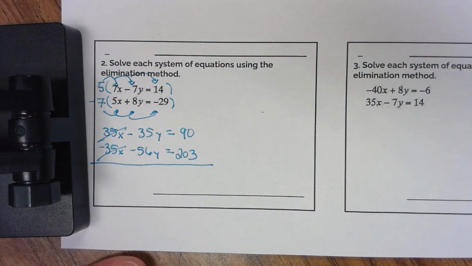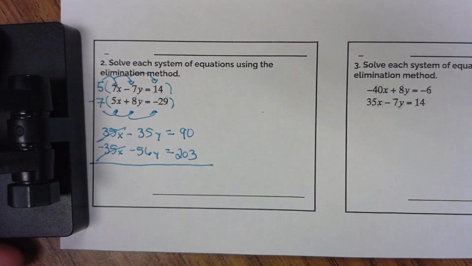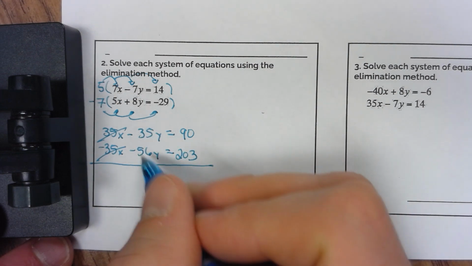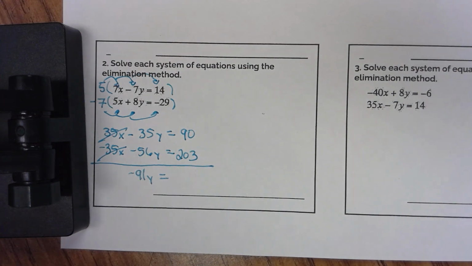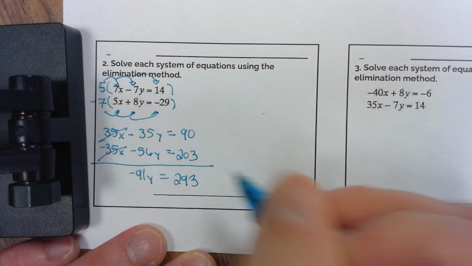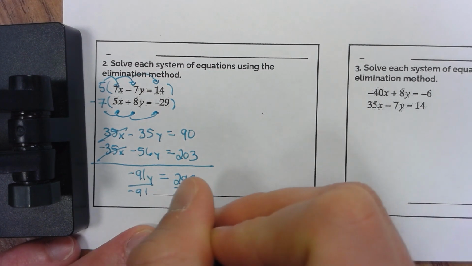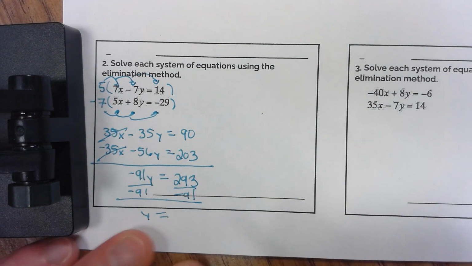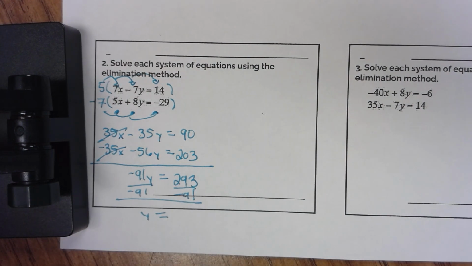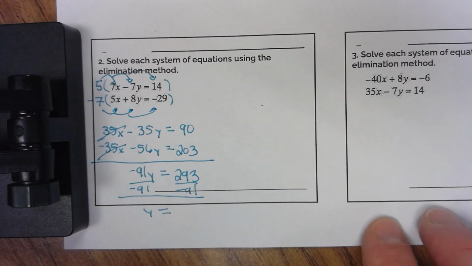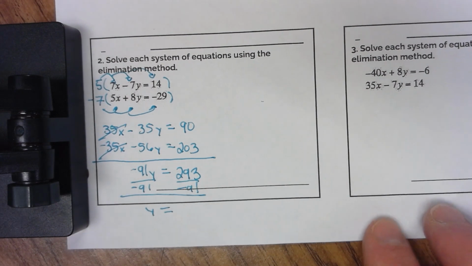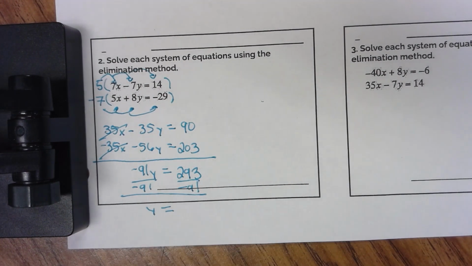So the x's eliminate. When I add the y's together, I get negative 91y. And it equals 90 plus 203, which is 293. And now to get y by itself, I divide by negative 91, making y equals, that didn't divide out nicely. Did I make a mistake somewhere? Did you all get nice numbers, Gemma? And it worked out? So that means I made a mistake somewhere.